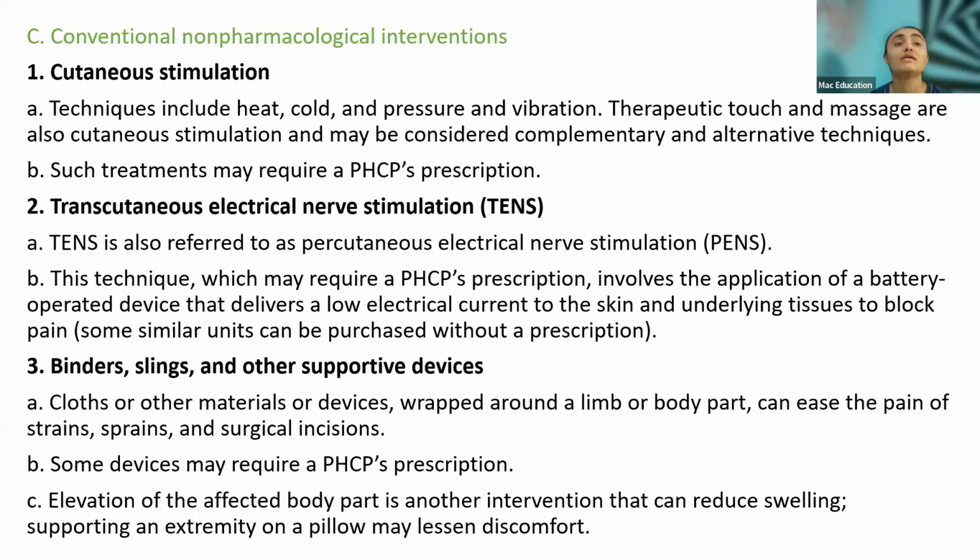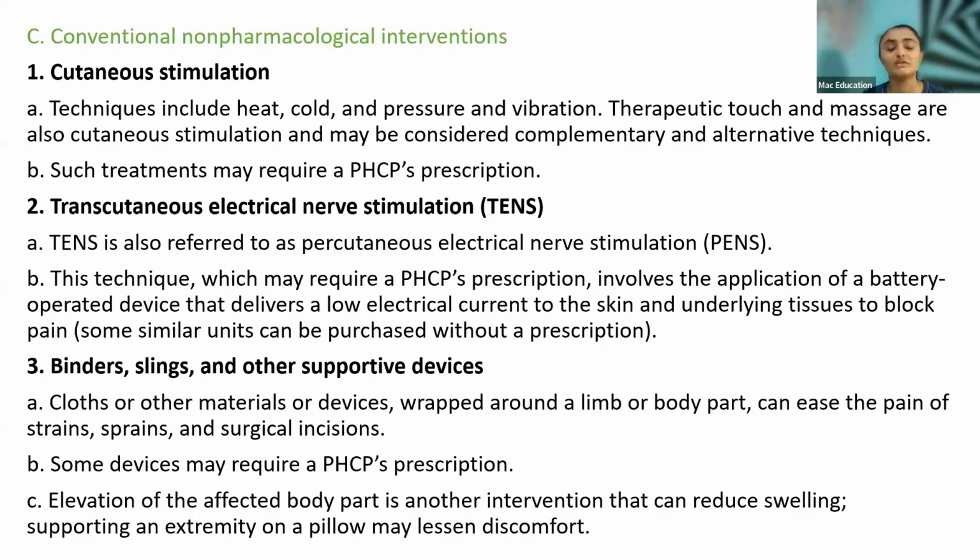Third is binders, slings, and other supportive devices. Let me give you one example. Whenever a person is experiencing pain, the doctor suggests to wrap crepe bandages. Have you seen the crepe bandages? Pink color bandages? Yes. So they are called binders, slings, or other supportive devices due to which you can eliminate your pain.